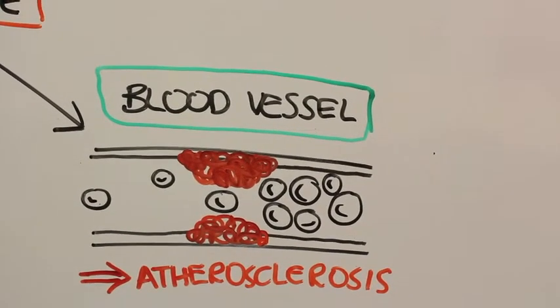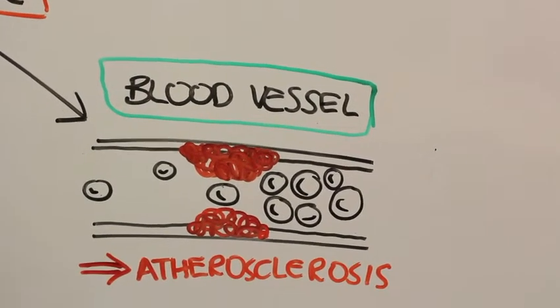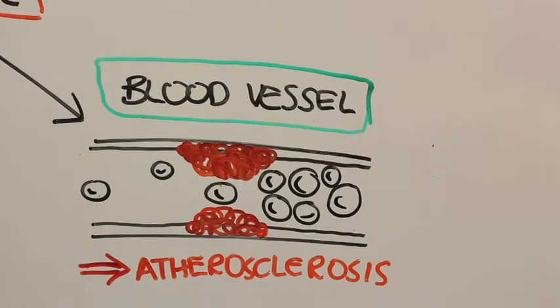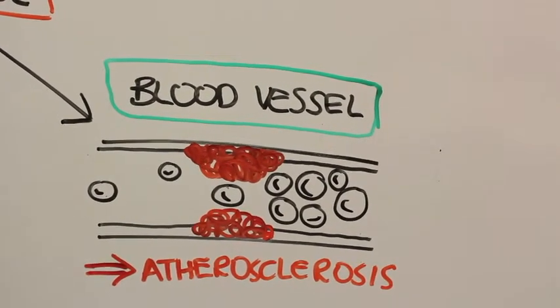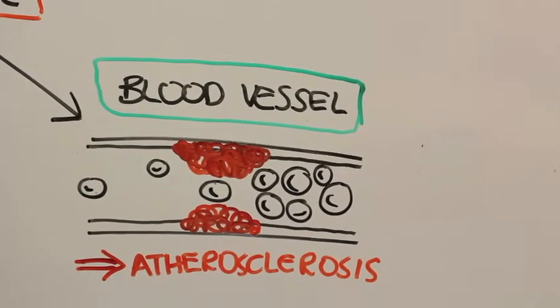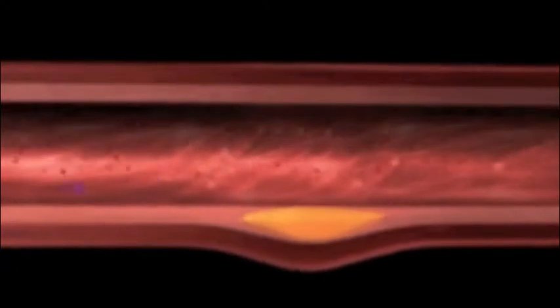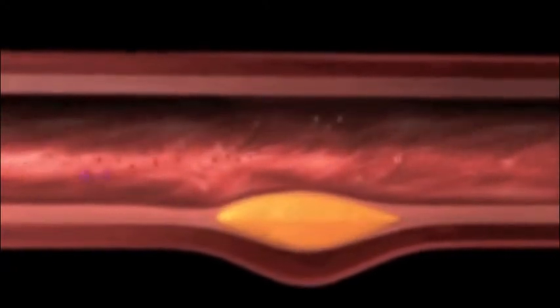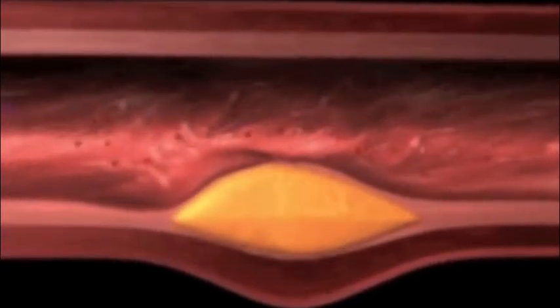Accumulation of these hardened plaques leads to blood vessels becoming more stiff and narrow, resulting in obstructed circulation of oxygen-rich blood to other parts of the body. This is known as the disease atherosclerosis and can lead to serious problems such as hypertension, heart attack, and stroke.